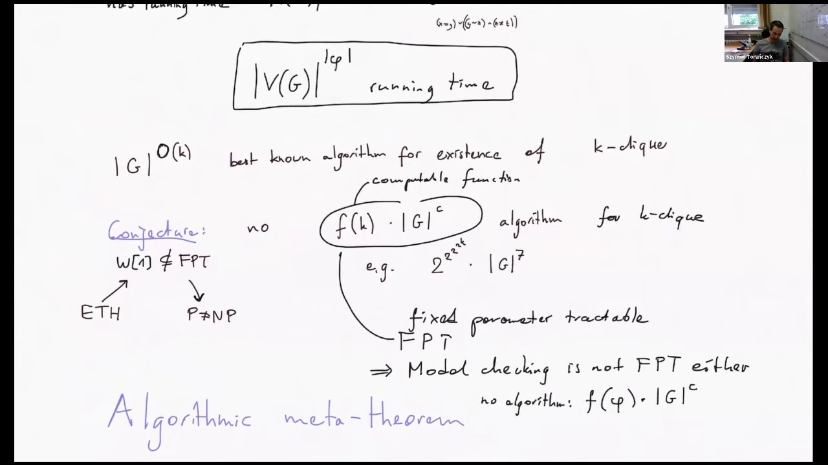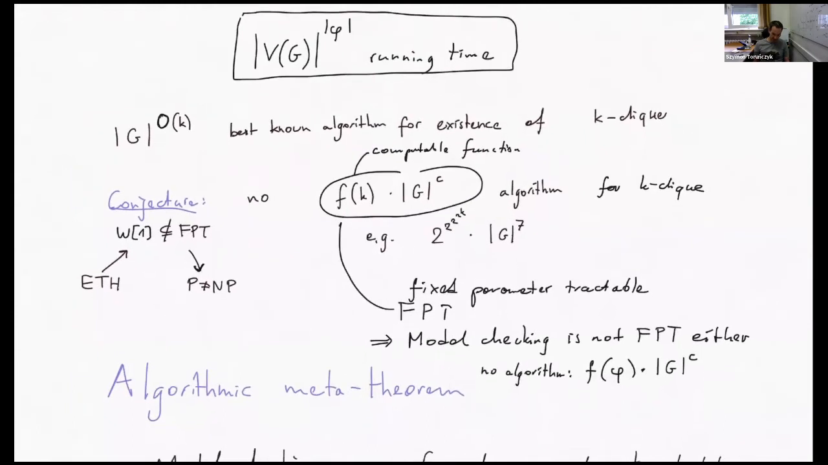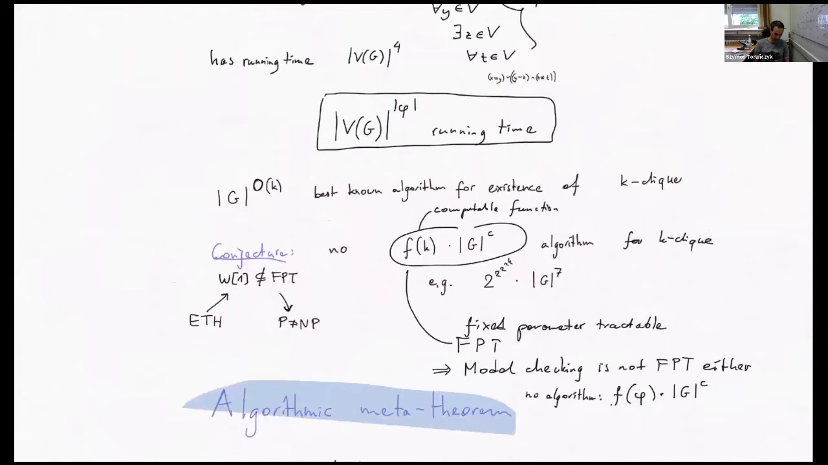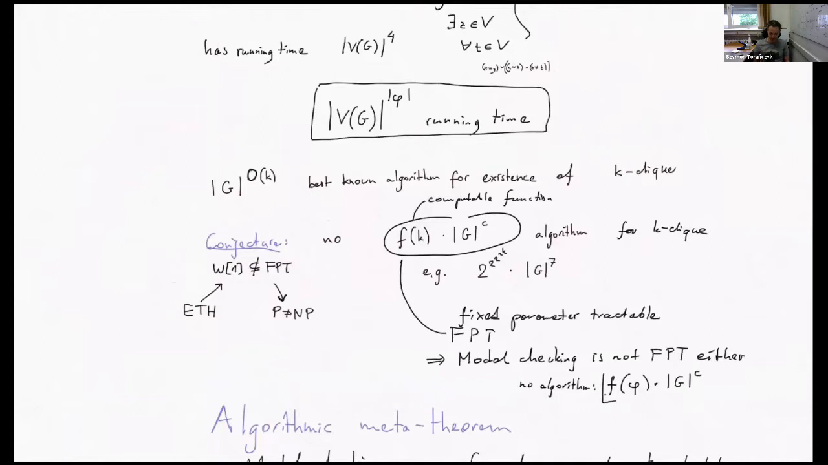And the point of those talks in the following 3 days is to show that you can achieve this running time if you know something about the graph G, that it comes from some well-behaved class of graphs. So, to wrap up what I've said so far, in general, we believe that there is no algorithm for the model checking problem with such a running time. But we will see in the following 3 days that for special graphs, for some graphs which are somehow well structured, you can achieve such a running time.